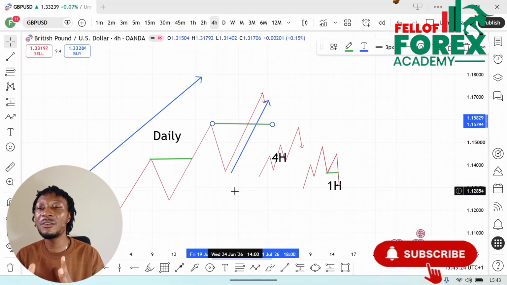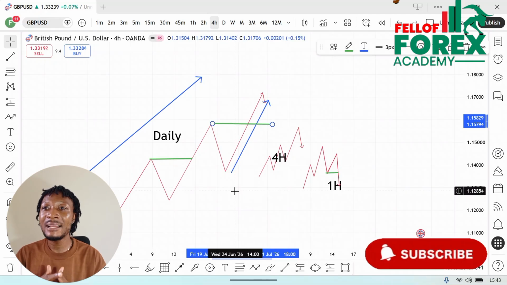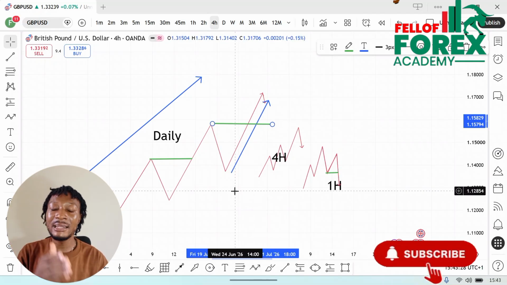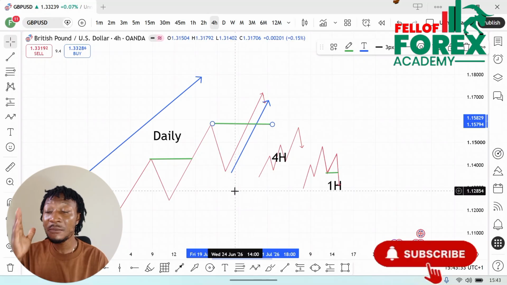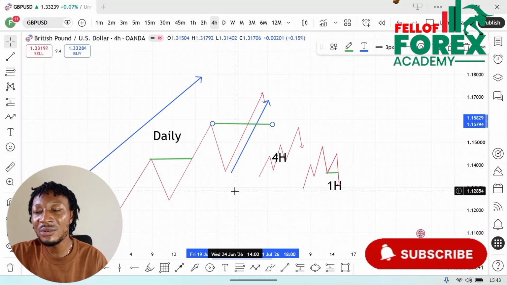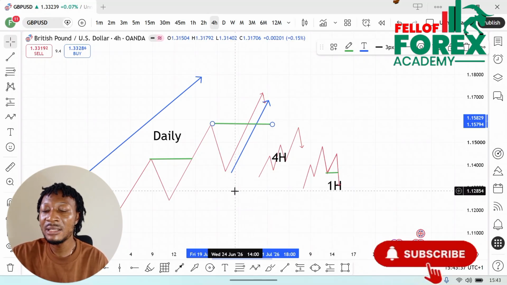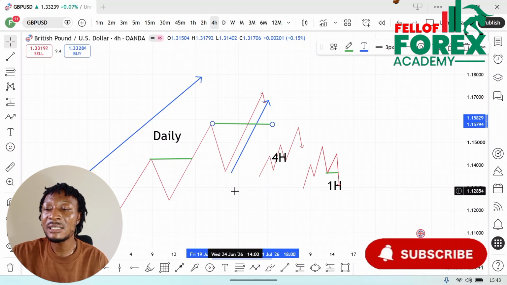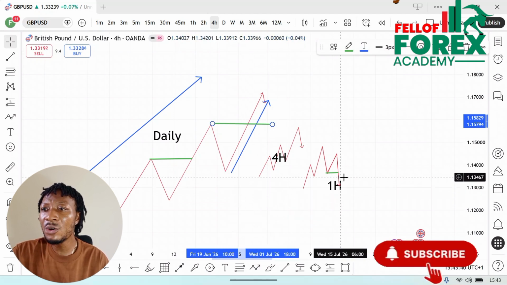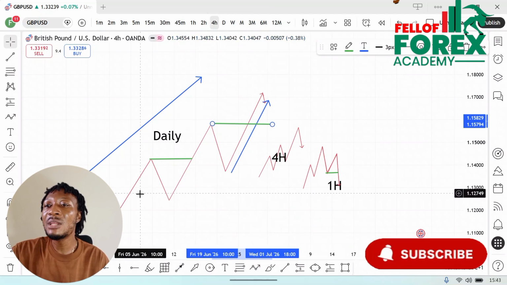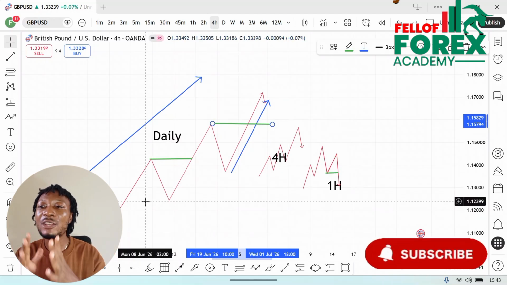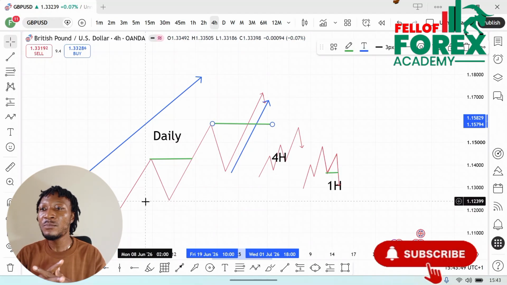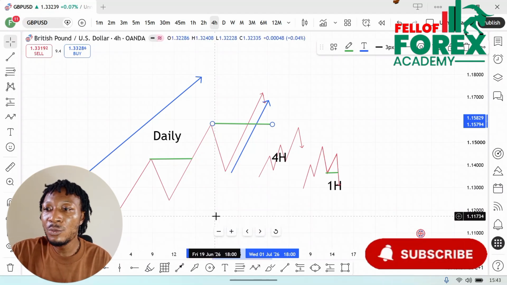That's why you need to know the difference between a minor trend and a major trend, or an internal versus an external trend. I have a video on that, so you can check in the description. I have a complete list of videos that will guide you on this. So once you understand this, that's how you now know how to match all the time frames together, so that you should be able to have a bias.